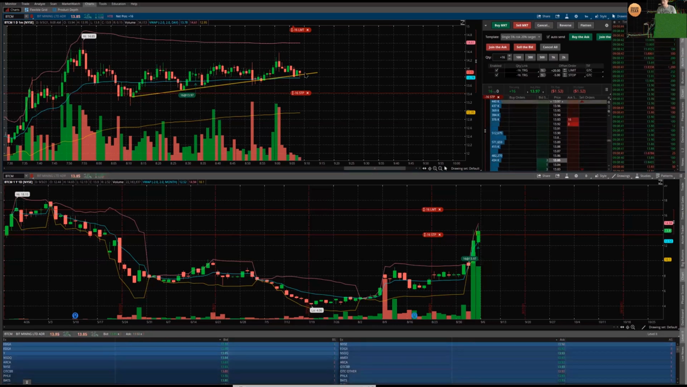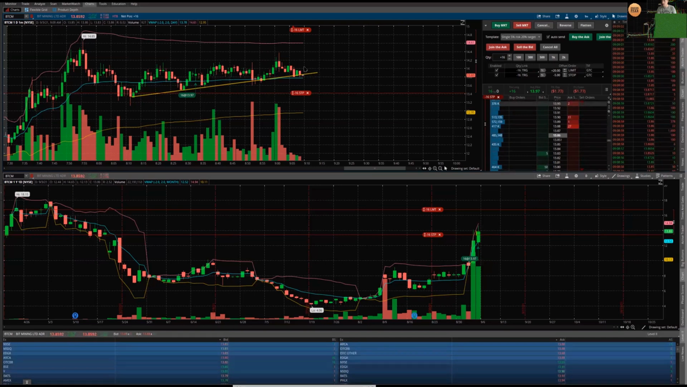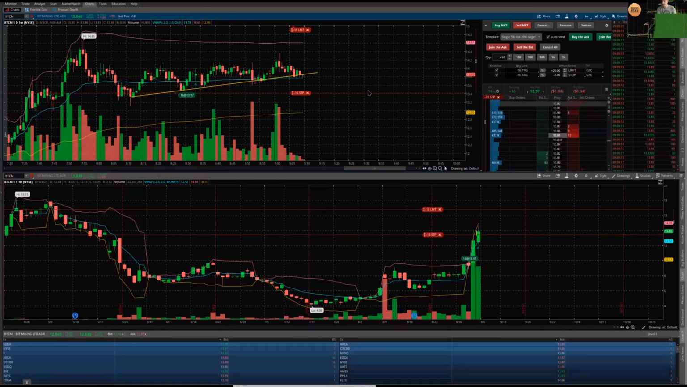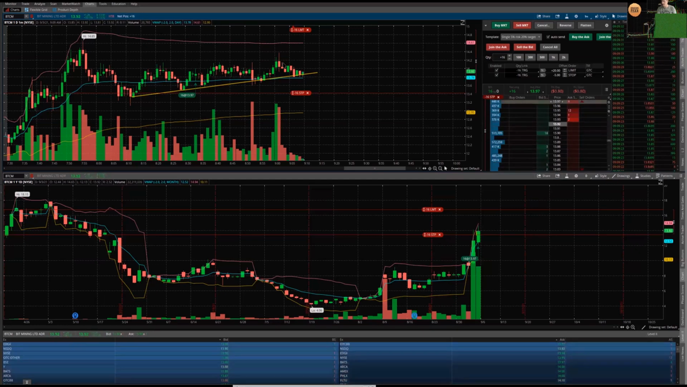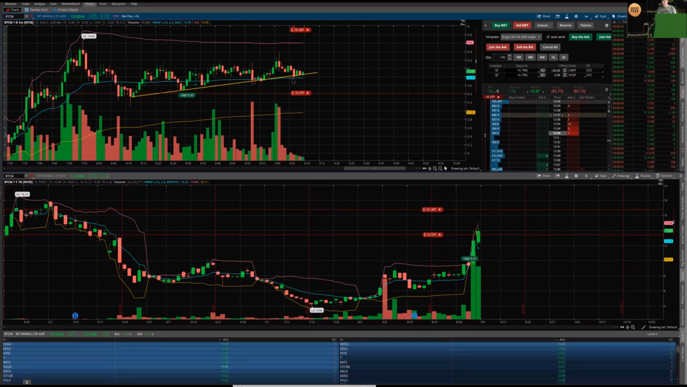Now, as long as it's actually holding the ABCD pattern and it's starting to kind of curl up and make higher lows, higher lows, higher lows, or just staying within that channel, there's a good chance that it may actually pop later on in the afternoon. But with the volatility on this one, around $23 million, at this point, it's pretty close to the previous day's volume.